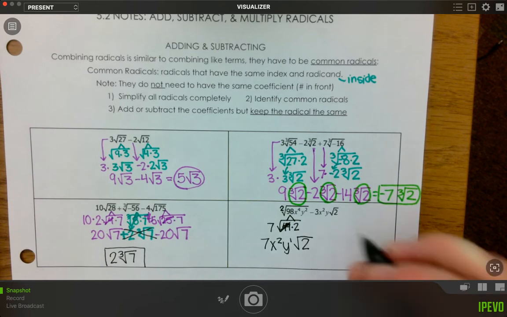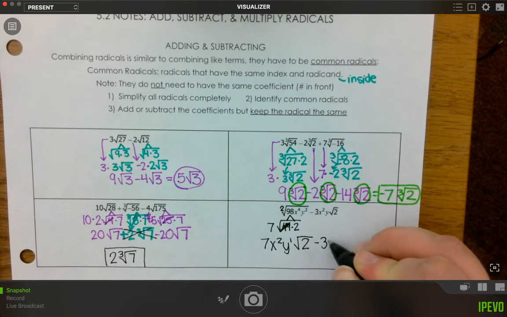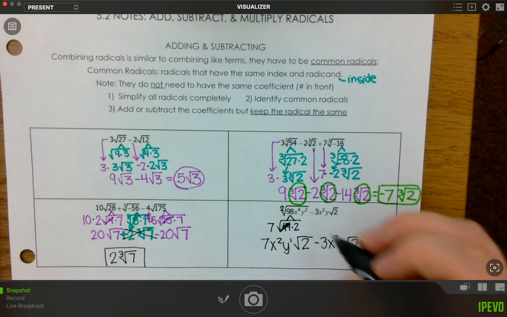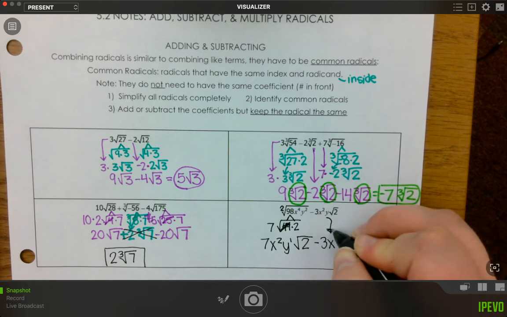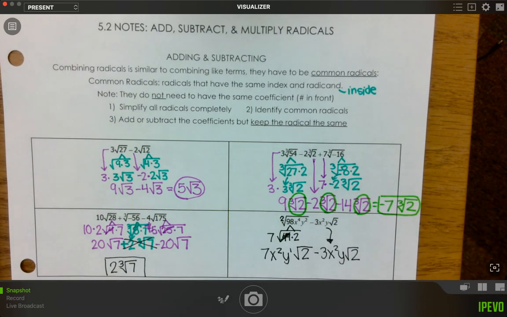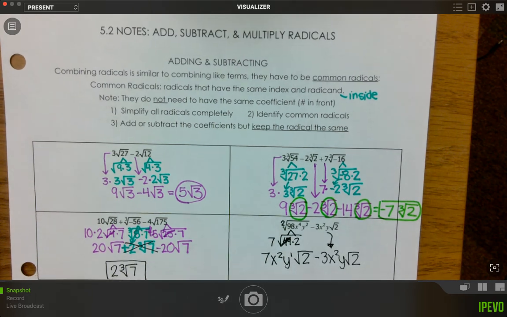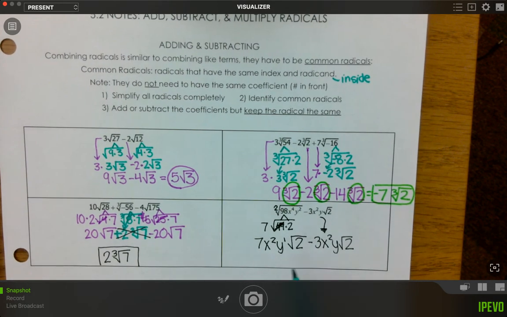And then over here, nothing can change with the square root of 2. So it's not going to change at all. Bloop, stays the same. And then I'm just going to subtract these, because they both have the square root of 2.